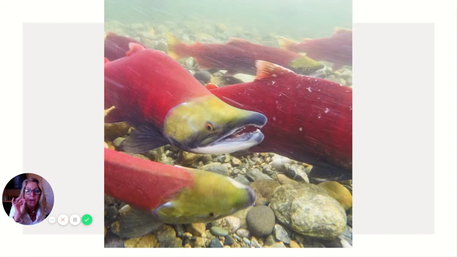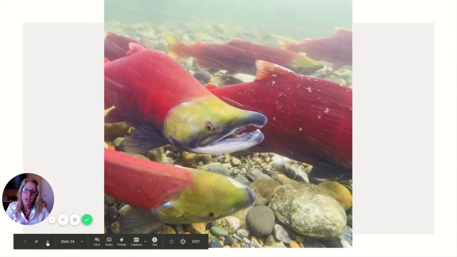It's by smell. So they are smelling their way back to their home stream. And this is just another reason why we want to make sure we don't pollute our waters, because when you put the pollutants in the water, it changes the smell of the water, right? And then those salmon can't find their way back in order to breed and make more salmon.